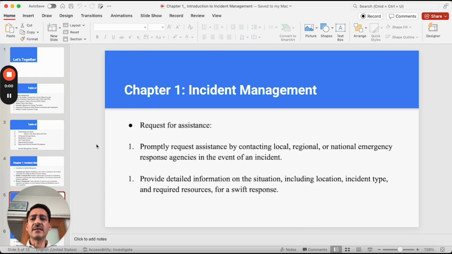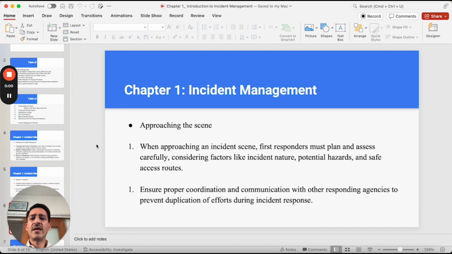Request for assistance. Promptly request assistance by contacting local, regional, or national emergency response agencies in the event of an incident. Provide detailed information on the situation, including location, incident type, and required resources for a swift response.